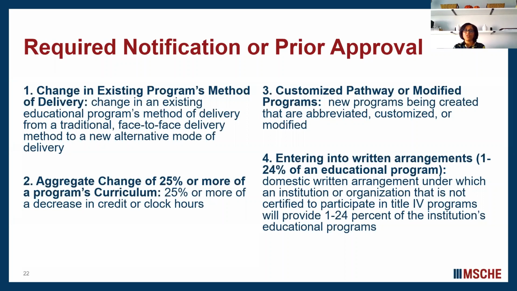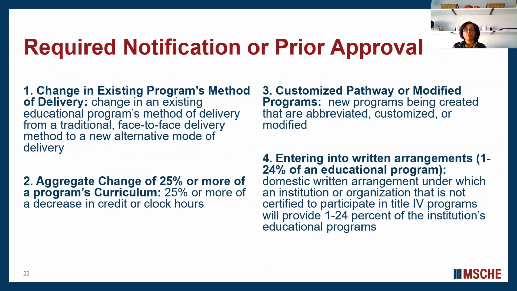Number 2, aggregate change of 25% or more of a program's curriculum. This category focuses on those changes that result in a 25% or more of a decrease in the clock or credit hours. And number 3, customized pathway or modified programs. These are new programs being created that are abbreviated, customized, or modified.